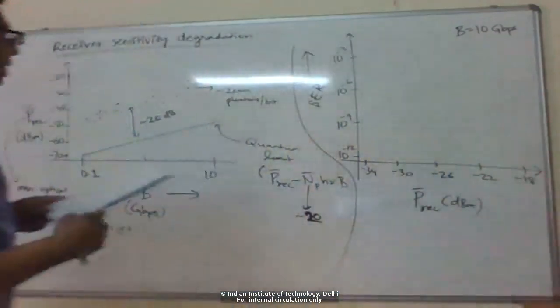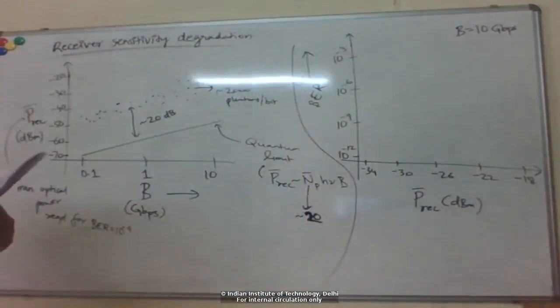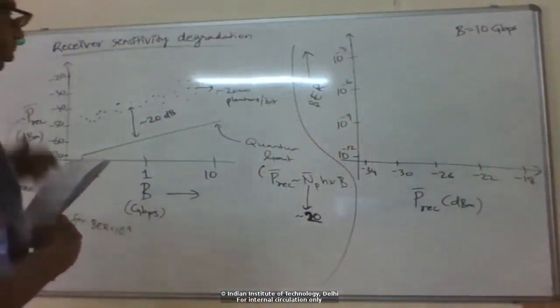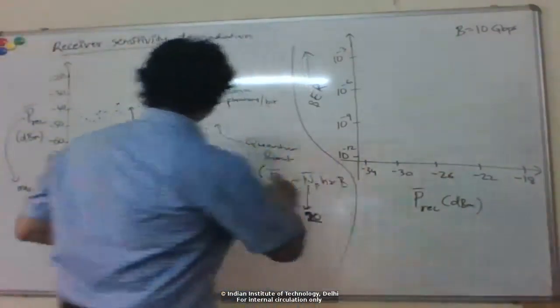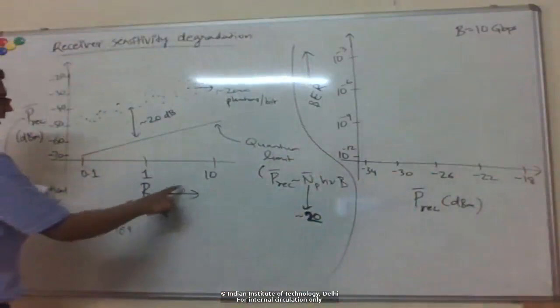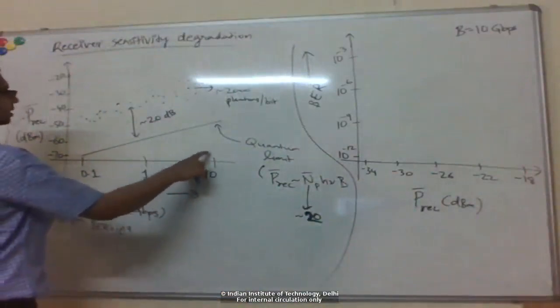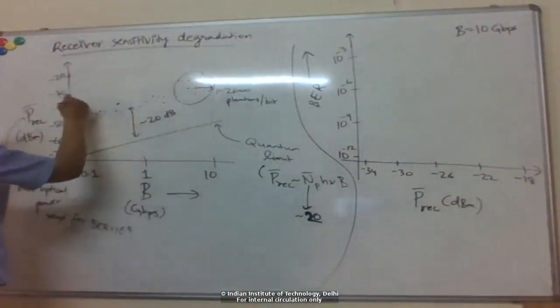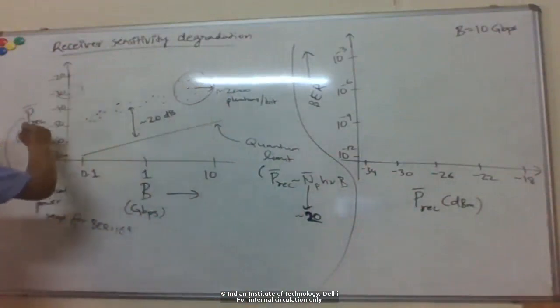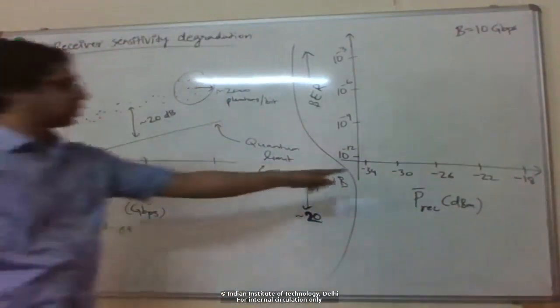X-axis is received power in dBm. Okay, so you can see the scale here is around minus 30 dBm. So from here, if you look at a 10 Gbps bit rate, then we are talking about points here. So around minus 30 dBm is the range we are talking about.